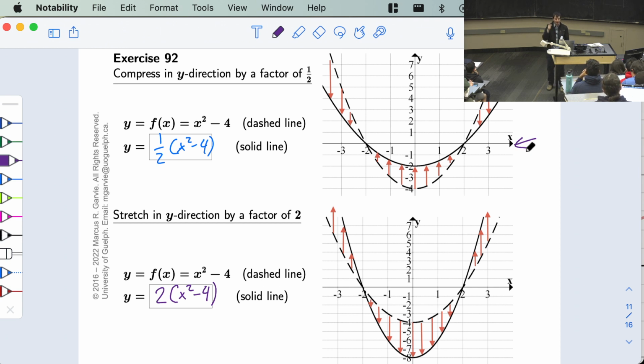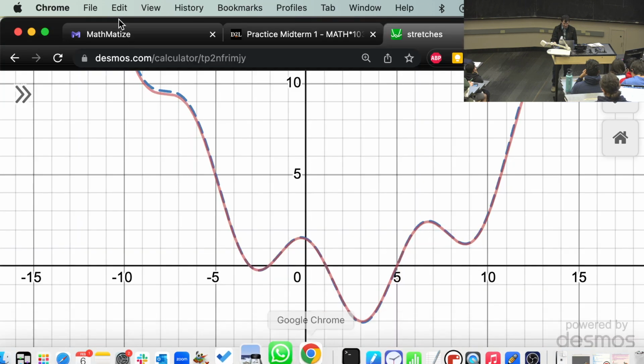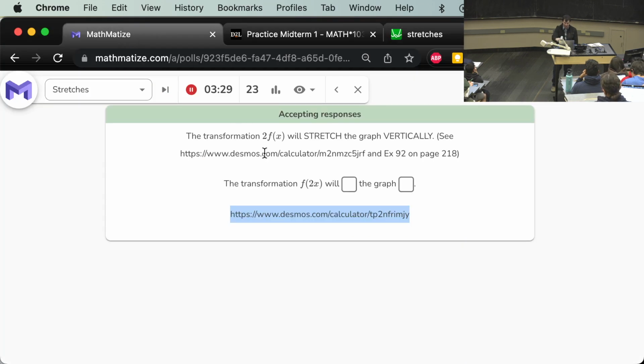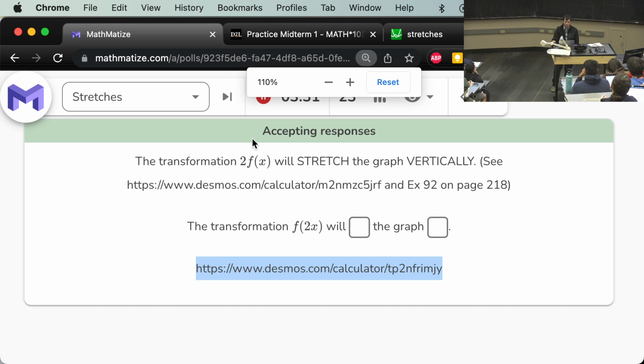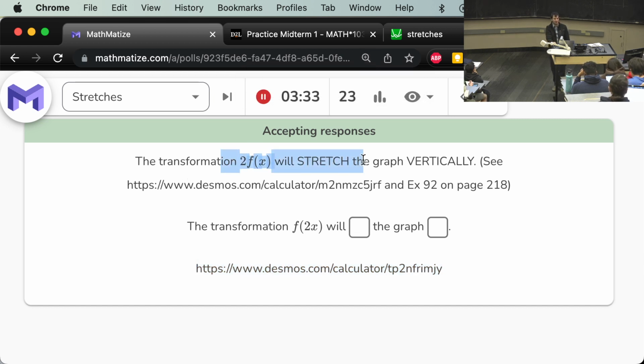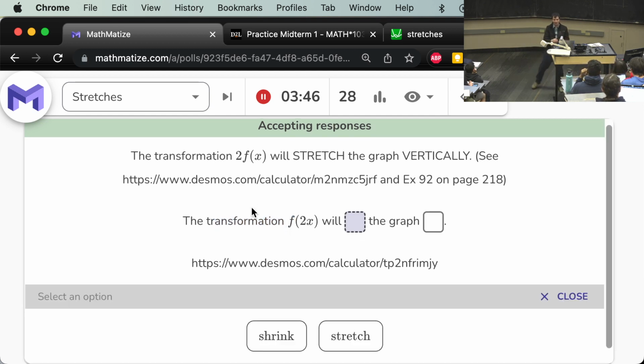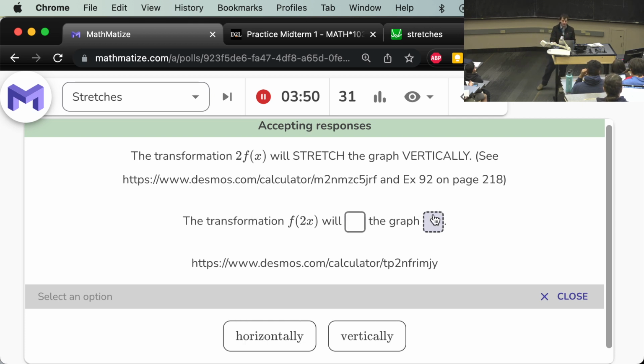So if you're not going to do it around the y-axis, the other option is you can do something else. And that is what this mathematized question is about. So the transformation to f of x will stretch the graph vertically. That's what we just talked about. And now I'm asking you, what do you think the transformation f of 2x will do? It'll blank the graph blank. And your options are, is it going to stretch or compress? I wrote shrink or stretch, but I should have probably written compress. And is it going to be horizontal or vertical? And so I'll let you guys take a stab at that.